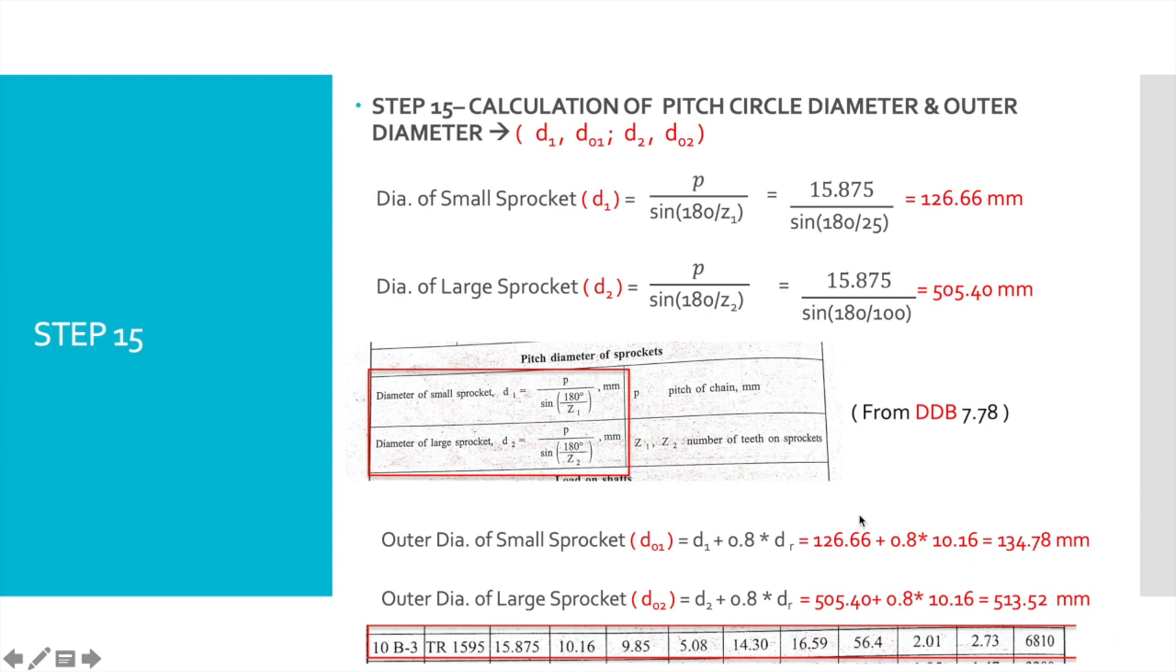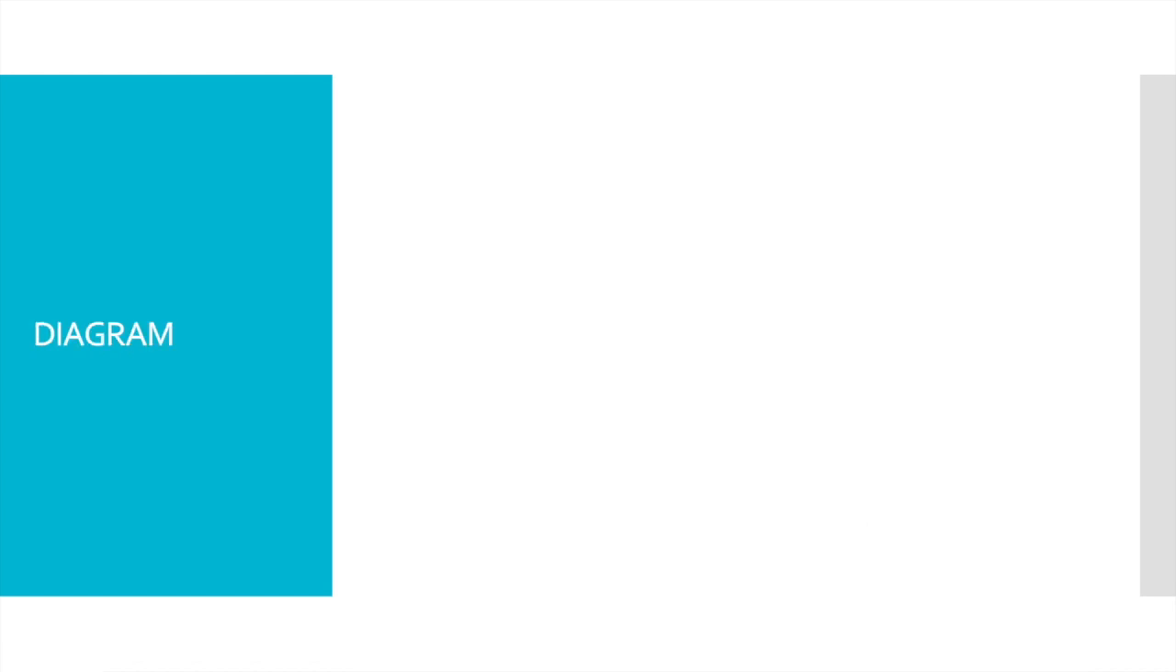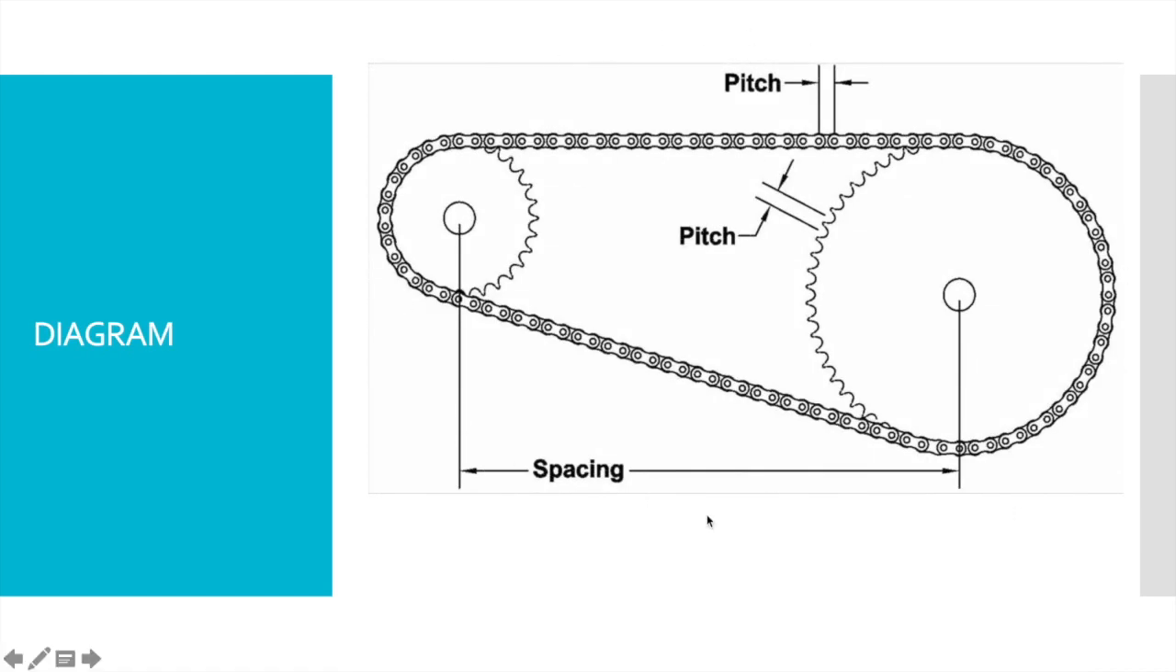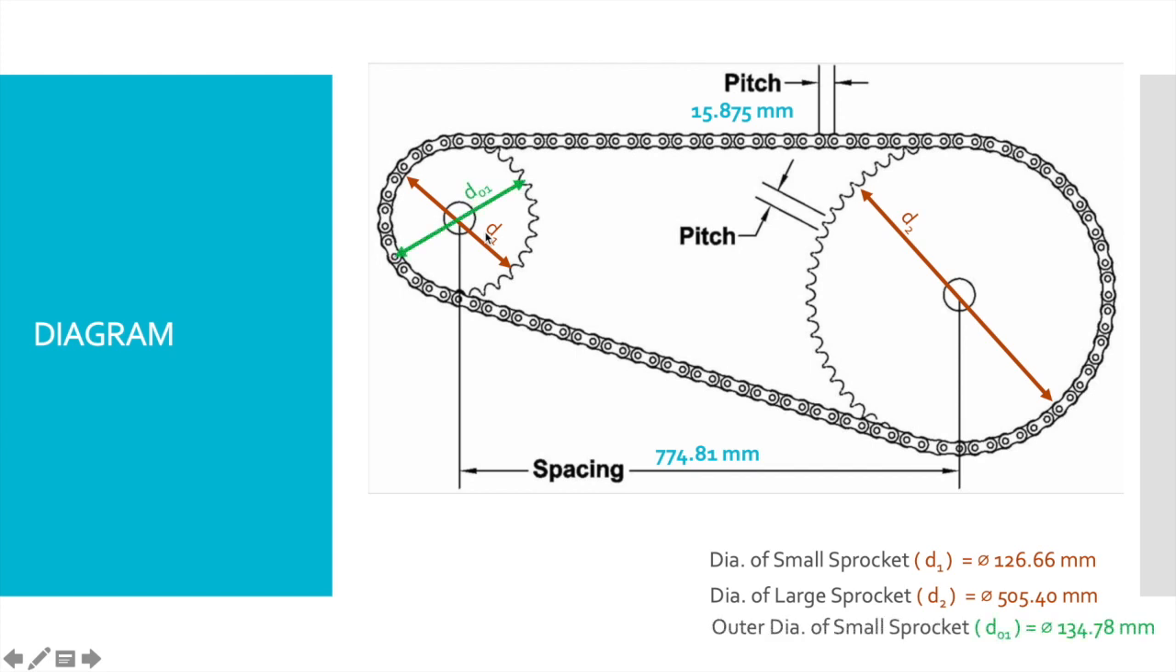Since we've calculated all the dimensions, we need to represent it in a diagram. This is how our roller chain looks, and this is the spacing, this is the center distance. We found it to be 774.81 mm. This is the pitch 15.875, and this is the diameter of the small sprocket D1, and this one is the large sprocket, and this is the outer dia. The difference between dia of small sprocket and outer dia is that outer dia is calculated end to end, that is from this tip to this tip, but in the case of dia of small sprocket the tip is not calculated, it's just the inner part. The same applies to this as well.